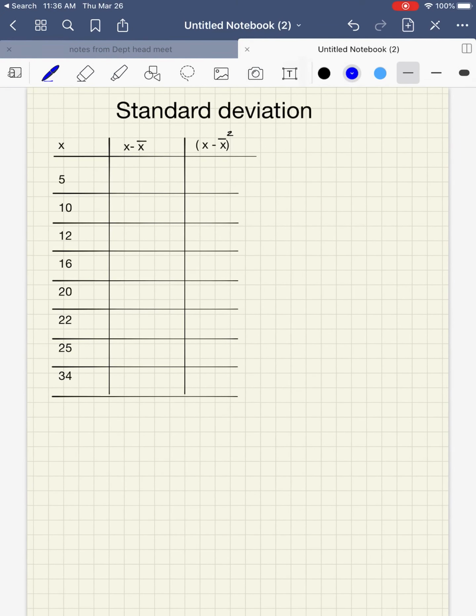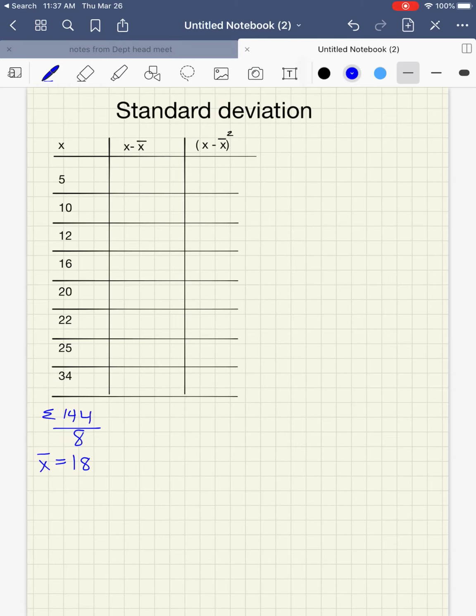Here's another one. So we're going to do the same thing. We're going to add all our numbers together. And I believe it's 144. And there are 8 numbers. So the average, the mean of this data set is 18.